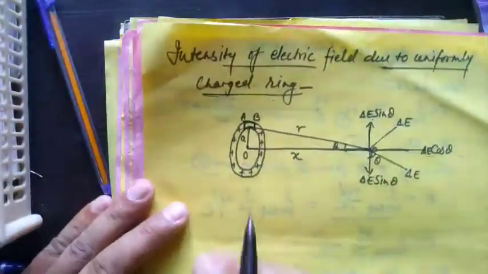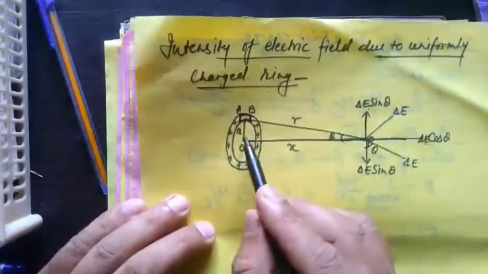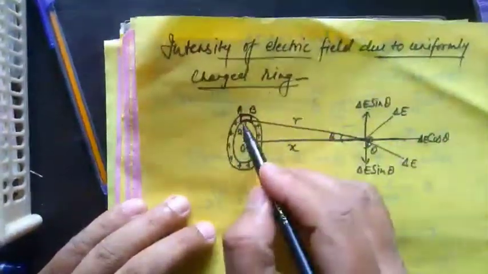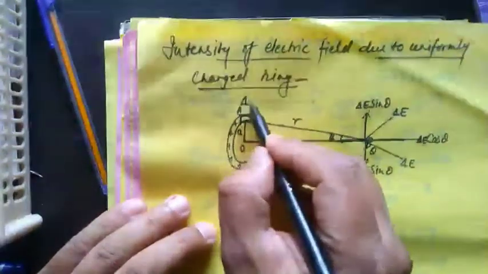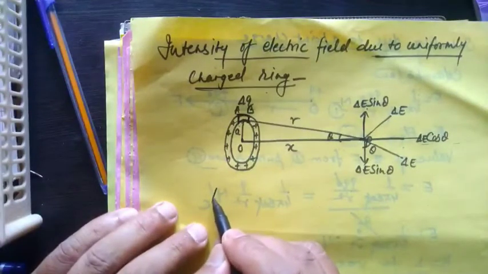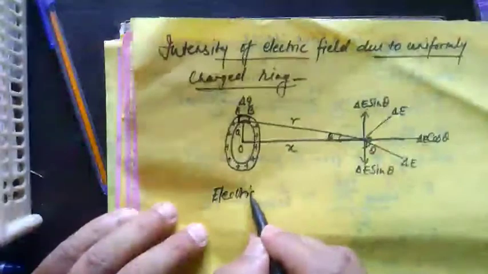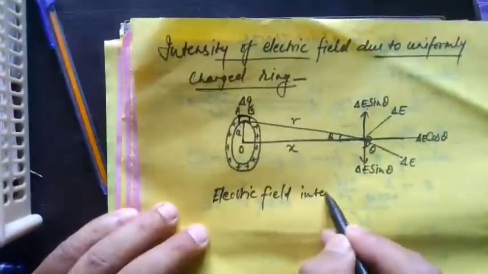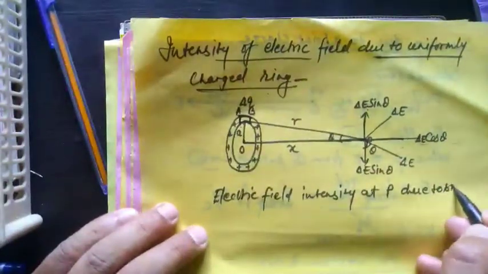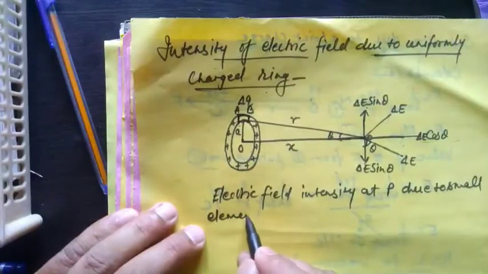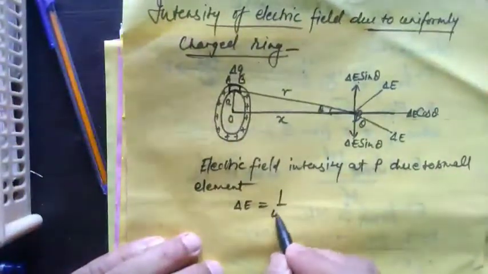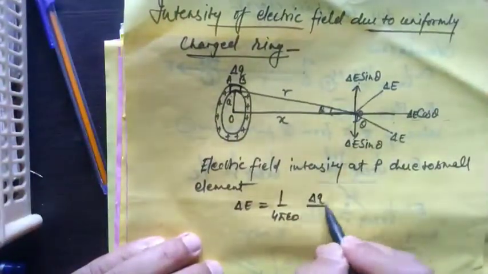They add to each other because they are in the same direction. Then from this figure, at a point P, the electric field intensity due to this small area, the charge is also small, delta Q. The electric field intensity at P due to a small element will also be small: delta E equals 1 upon 4 pi epsilon naught delta Q upon R square.